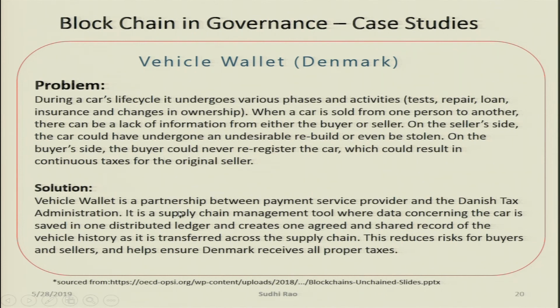Vehicle wallet is a partnership between a payment service provider and the Danish tax administration. So government is working with a private party. It is a supply chain management tool where data concerning the car is saved in one distributed ledger and creates one agreed and shared record of the vehicle history as that is transferred across the supply chain. So now what happens in this case, the tax administration and the payment service provider, probably an insurance company, agree to join their efforts and maintain the information in a blockchain.